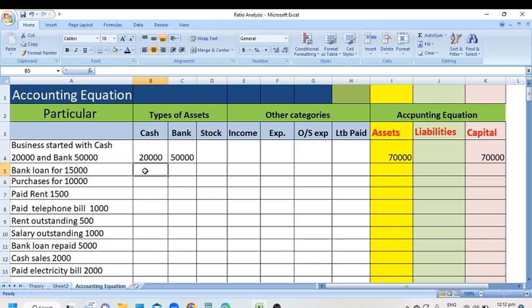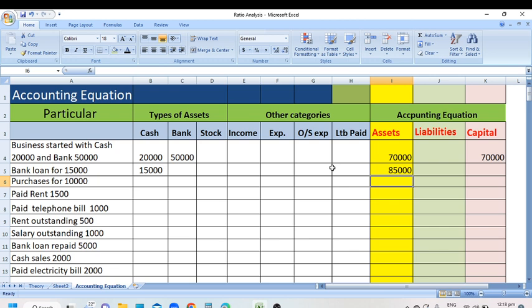Bank loan, how much? 15,000. So when you take the bank loan, the cash comes into the business, and it will be added to the cash. We don't have any bank transaction, no stock transaction, no income, and nothing. I'll just put this down, and you need to make a formula here too. So we add cash plus bank plus stock. That's 85,000, right?